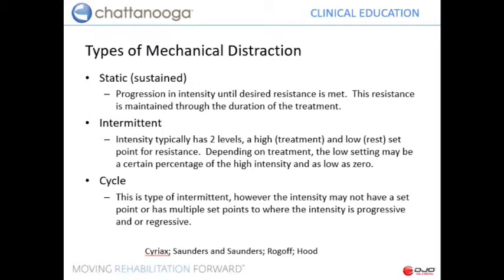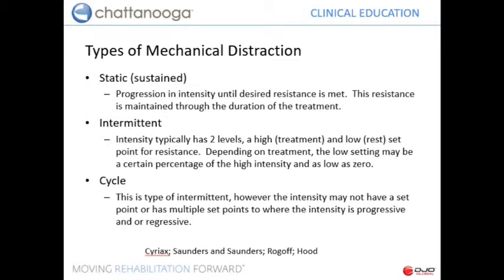Typically, the lower level is also sometimes referred to as a rest phase, but if you don't go all the way back down to 0 intensity, then it can still be therapeutic. So think about if you're doing manual therapy, just not providing as much force and allowing the tissue to sort of regress, so there's a drop in the resistance and it decreases the tension on the tissue.